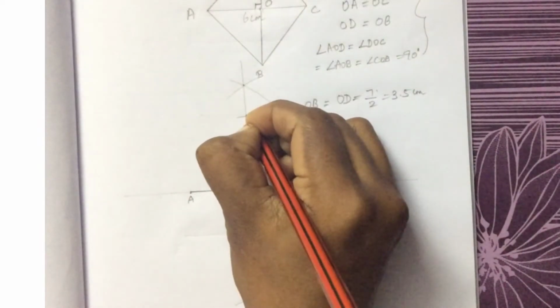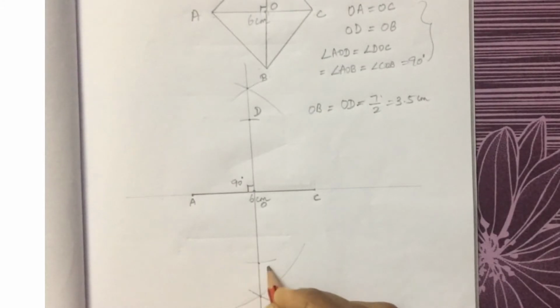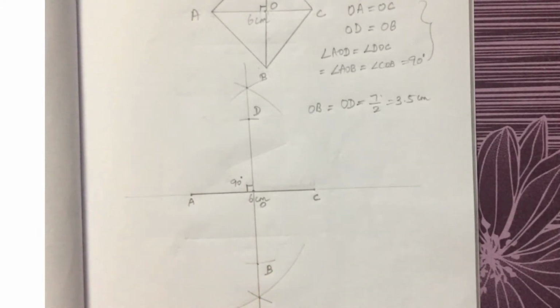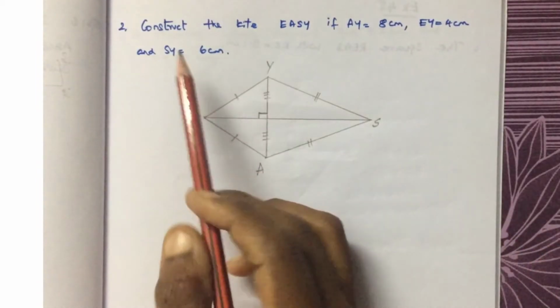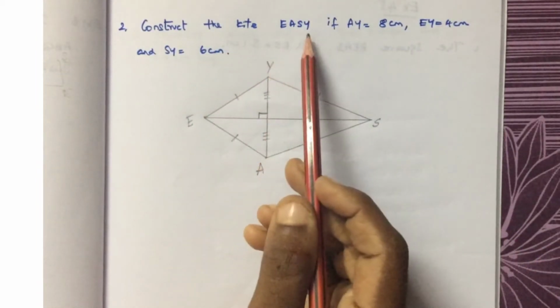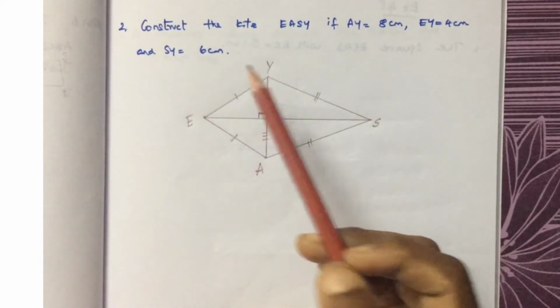So mark this point as D, and below that this point as B. Now join these points. This is how the rhombus looks. Next question is, construct the kite EASY if AY, EY and SY are given.